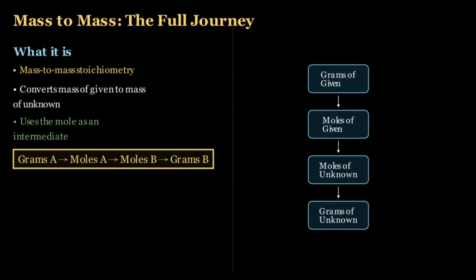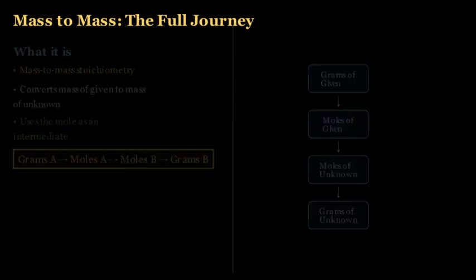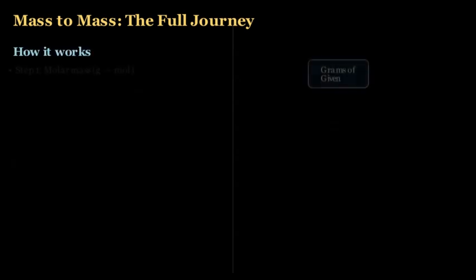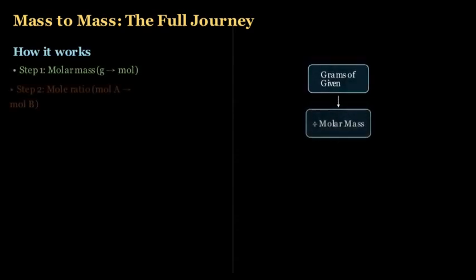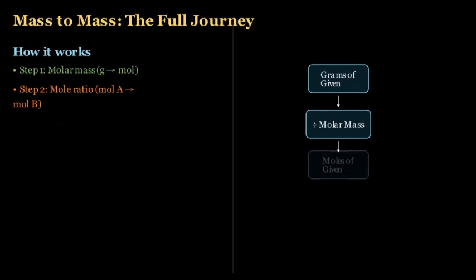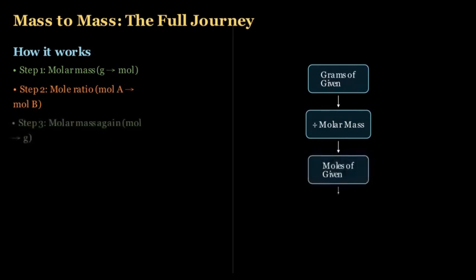You can't swap dollars directly for yen without knowing the exchange rate, and here the mole is that rate. The chain has 3 mandatory links. Step 1 uses molar mass, the mass of 1 mole of a substance from the periodic table, to convert grams of the given into moles of the given.